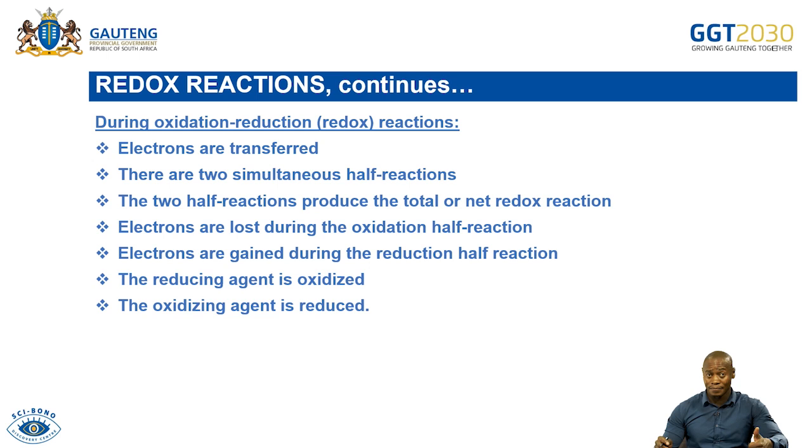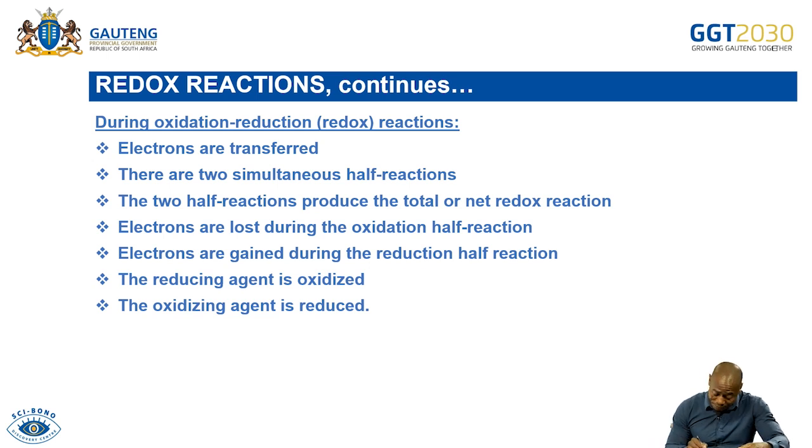Electrons are transferred, right? So one substance is losing electrons, the other substance is gaining what? Electrons. So the two reactions occur at what? At the same time, reduction and oxidation. So the two half reactions produce the total or the net redox reaction. We'll look at that next week. Electrons are lost during the oxidation half reaction, and electrons are gained during the reduction half reaction.